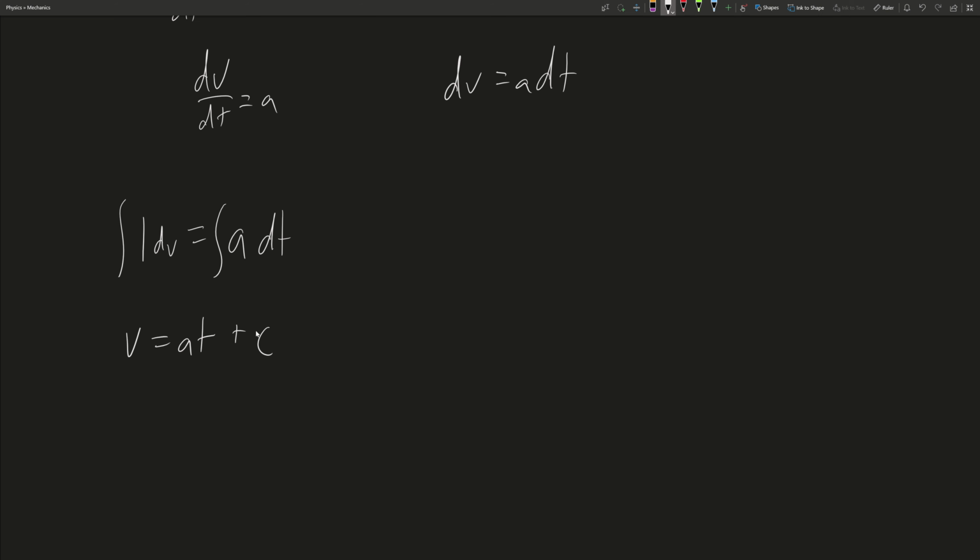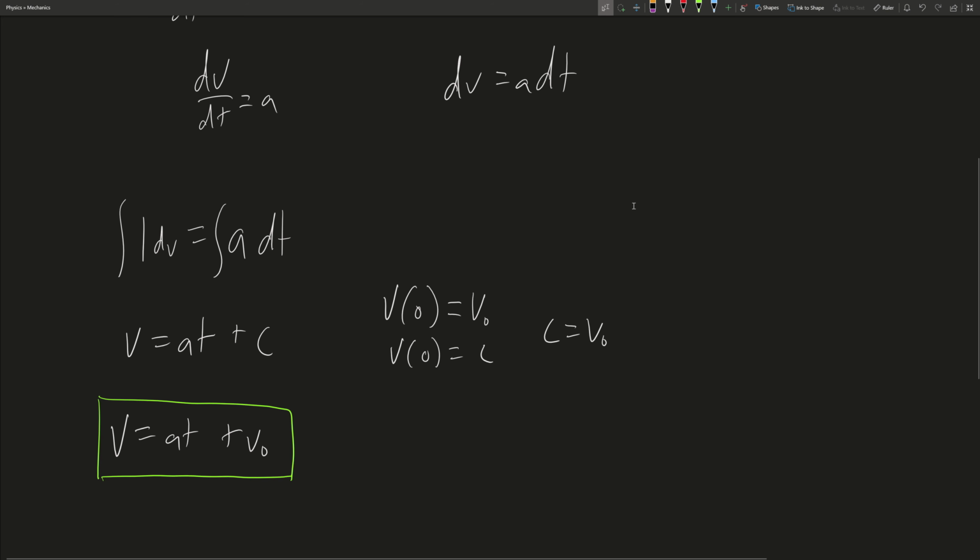Now, this plus c occurs when t is equal to 0. So when t is equal to 0, we have v is equal to c. And when t is equal to 0, the velocity is also known as the initial velocity, or v0. So v of 0 is equal to v0. But we also know that v of 0 here is equal to c. So that means c is equal to v0, which gives us our first kinematic equation: v is equal to at plus v0. All right, let me box this.